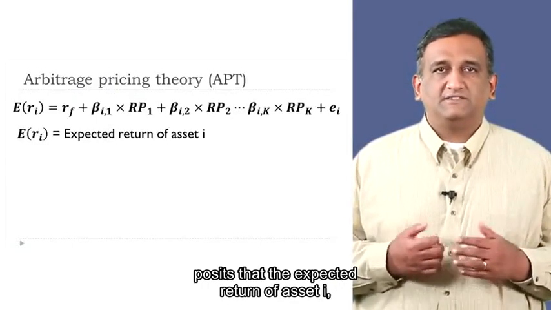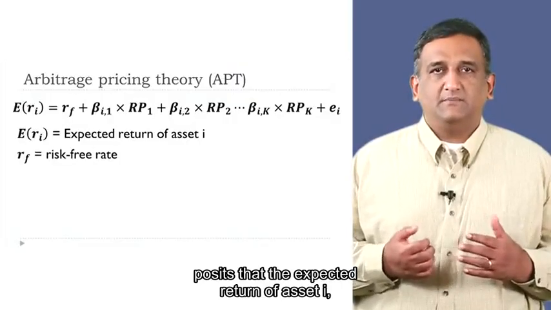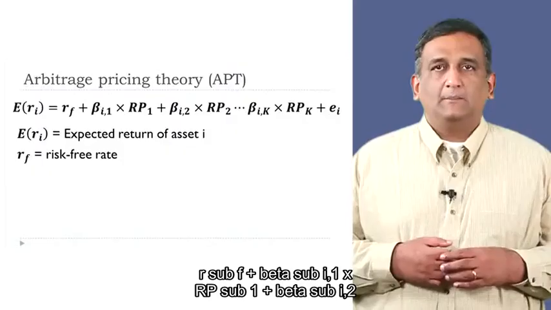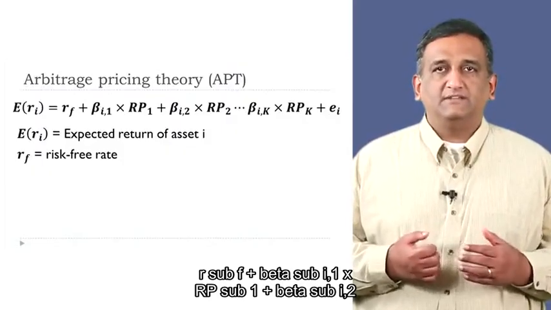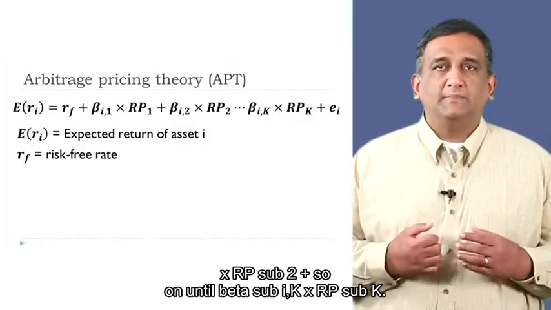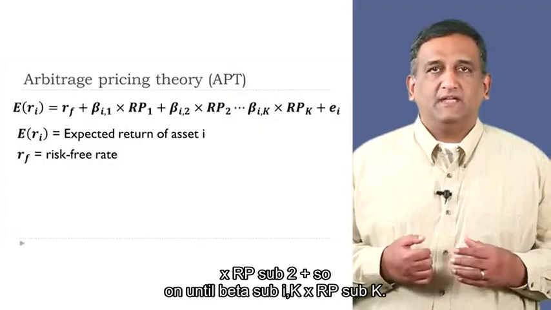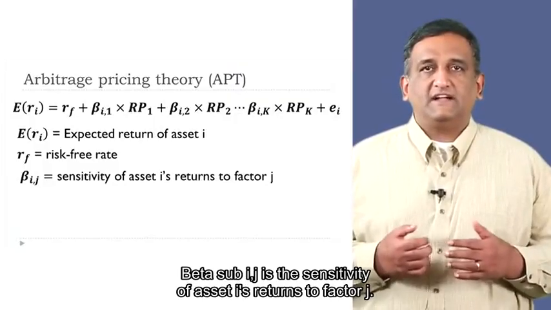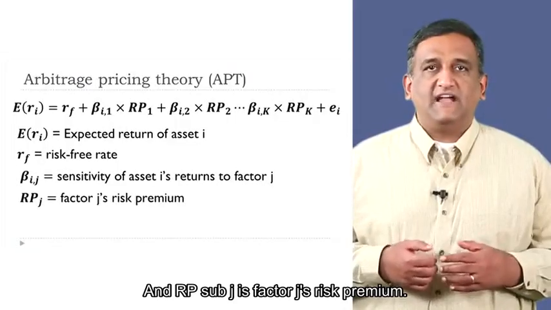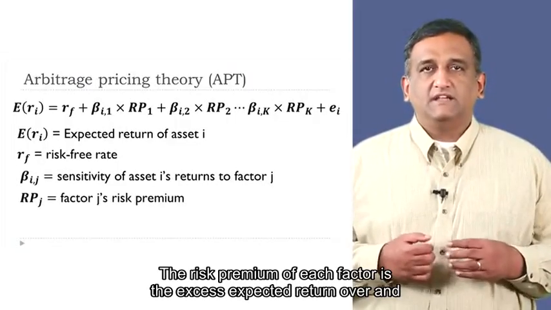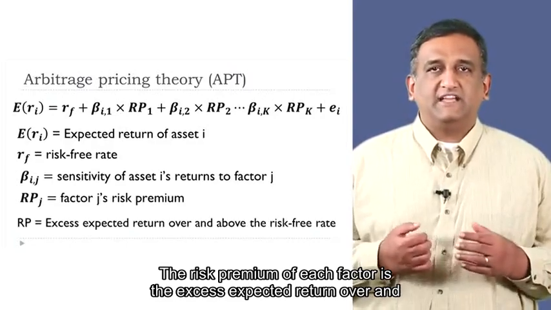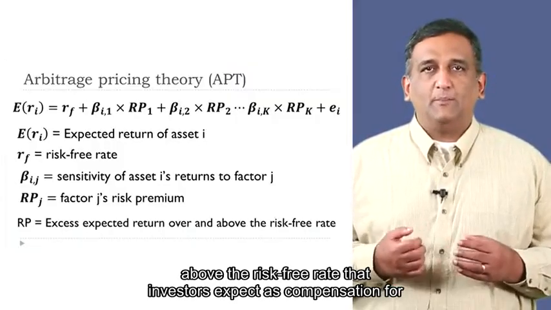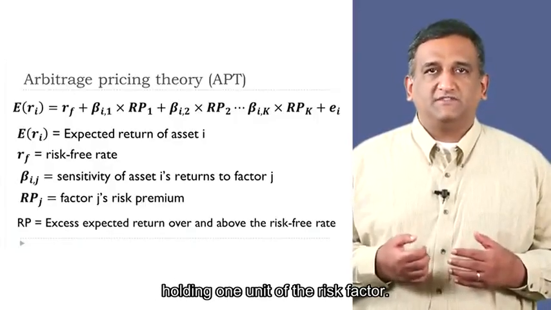asset i, E of R sub i, is the risk-free rate, R sub f, plus beta sub i1 times RP sub 1, plus beta sub i2 times RP sub 2, plus so on until beta sub ik times RP sub k. Beta sub ij is the sensitivity of asset i's returns to factor j, and RP sub j is factor j's risk premium. The risk premium of each factor is the excess expected return over and above the risk-free rate that investors expect as compensation for holding 1 unit of the risk factor.